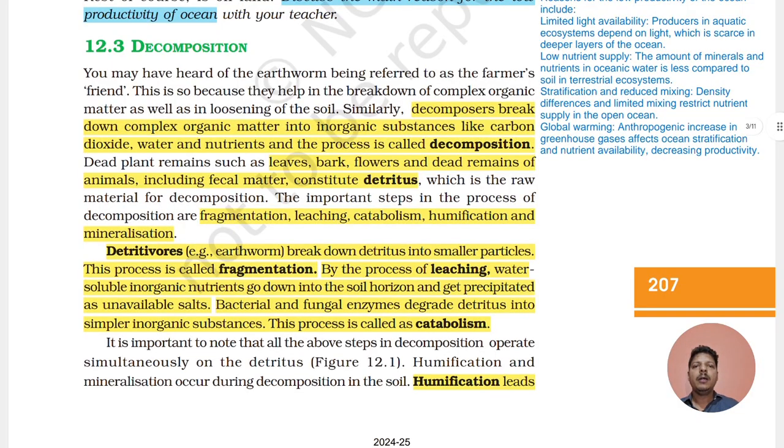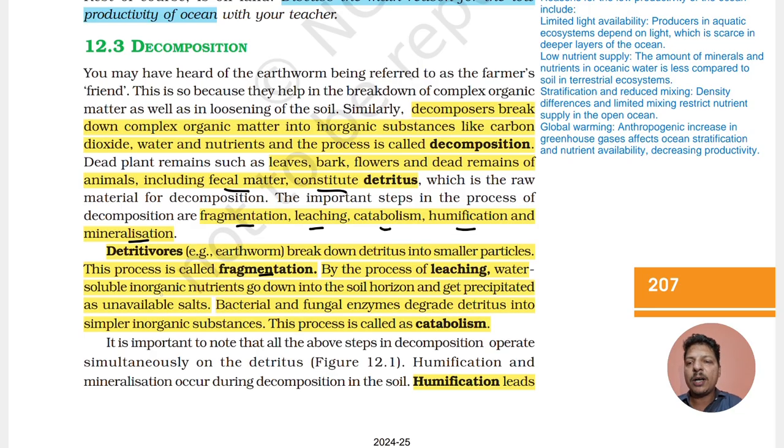Here, decomposers break down complex organic matter into inorganic substances like carbon dioxide, water and nutrients, and the process is called decomposition. Dead plant remains such as leaves, bark, flowers and dead remains of animals including fecal matter constitute detritus, which is the raw material for decomposition. The important steps are fragmentation, leaching, catabolism, humification and mineralization. Detritivores break down detritus into smaller particles. This process is called fragmentation.